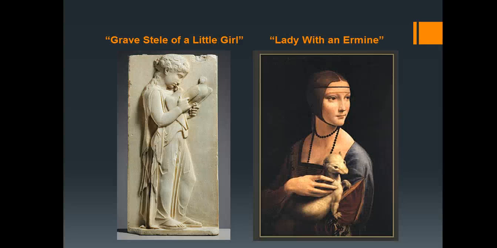The first image I chose is called Grave Stele of a Little Girl. In this marble relief we see a depiction of a young child holding her doves. This work appealed to me when I saw it because of the detail of the work, how well it was preserved, and I was intrigued by the subject itself, a young girl who was immortalized in stone after her life was cut short.